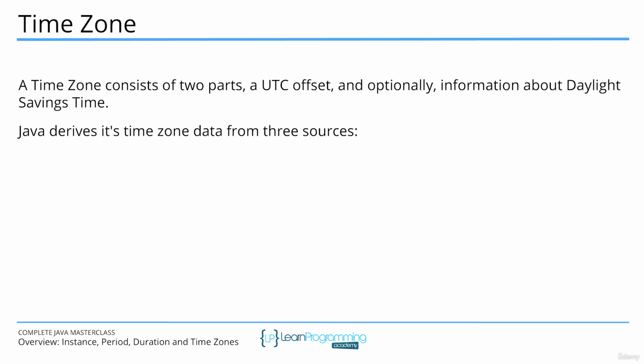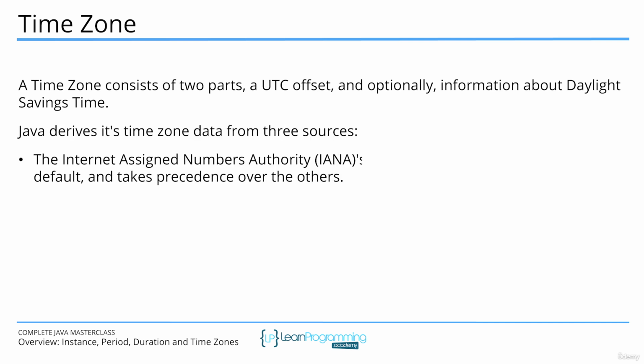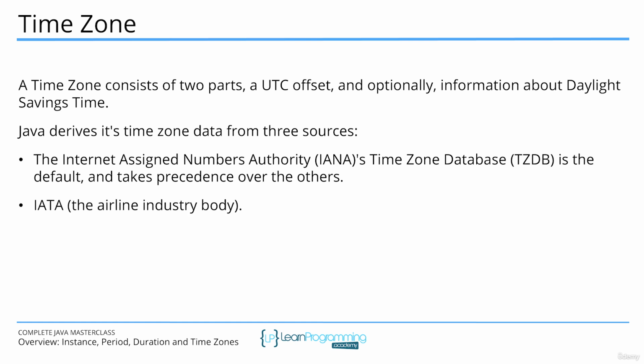Java derives its time zone data from three sources. The Internet Assigned Numbers Authority IANA's time zone database, TZDB, is the default and takes precedence over the others. IATA, the airline industry body, and Microsoft.